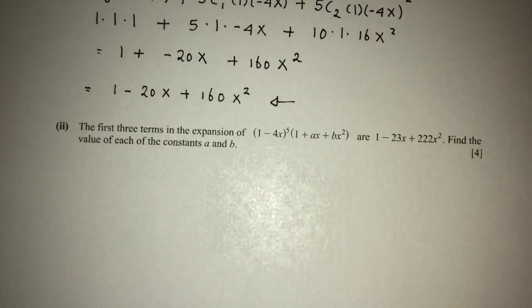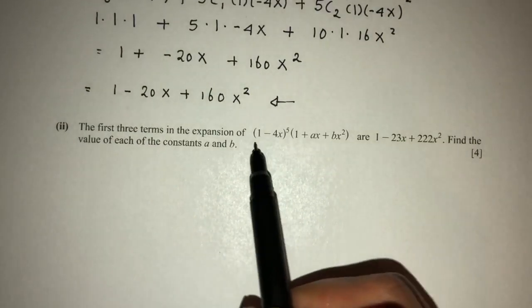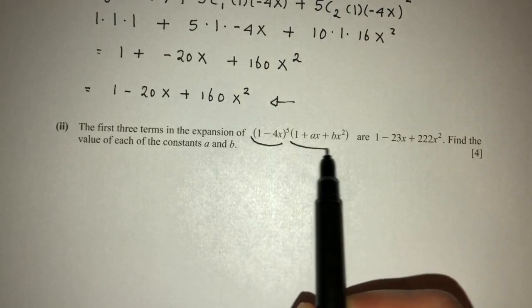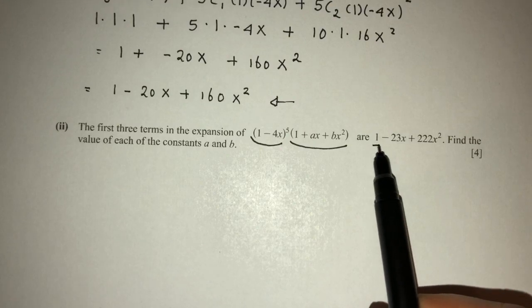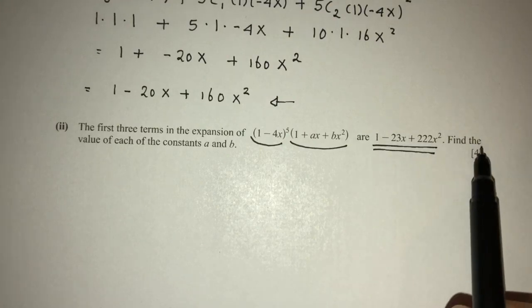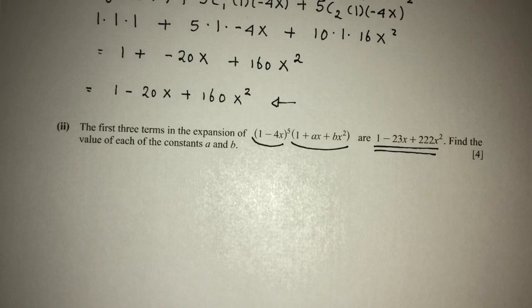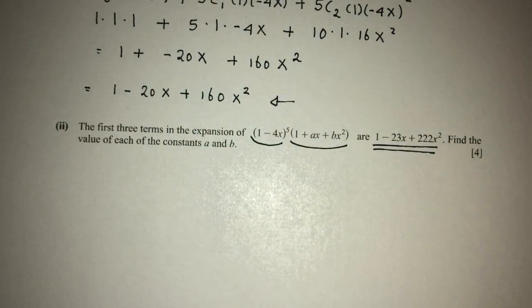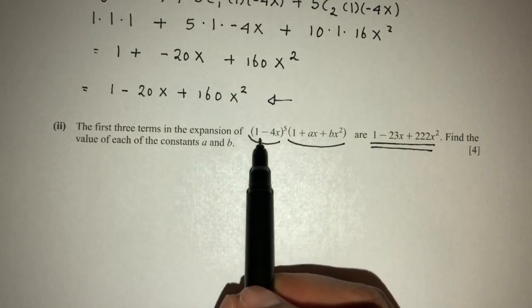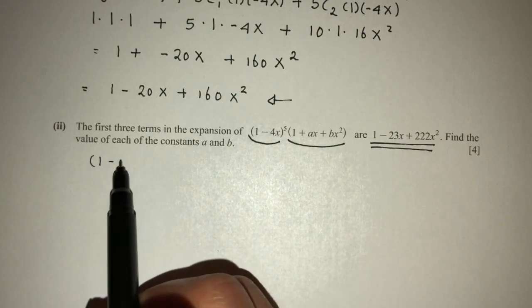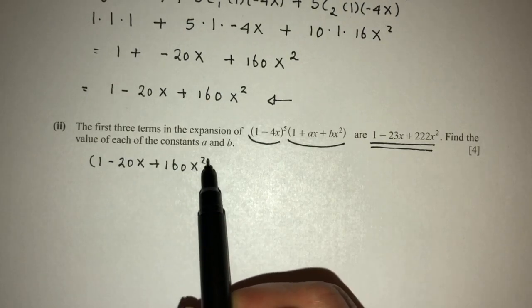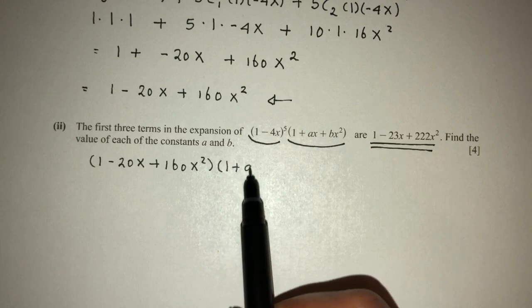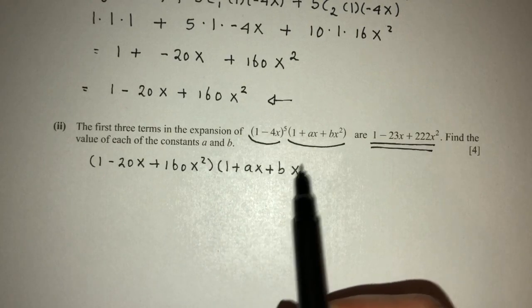Now for part 2, the first 3 terms of the expansion of this new expansion are given to be those 3 numbers. So we have to find the value of a and b. At first, what we can do is pretend to expand this expression. We know this answer from part 1, it was 1 minus 20x plus 160x squared, multiplied by 1 plus ax plus bx squared.